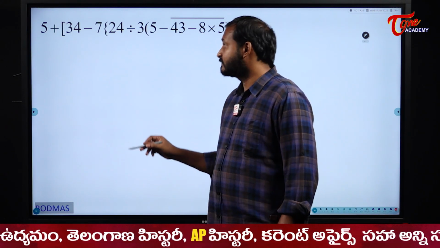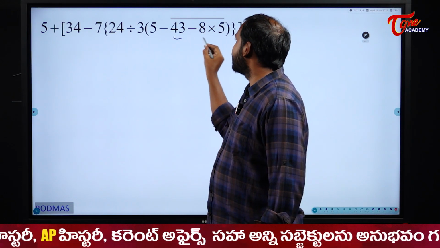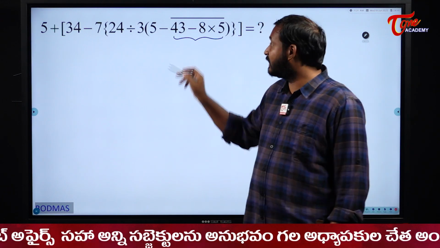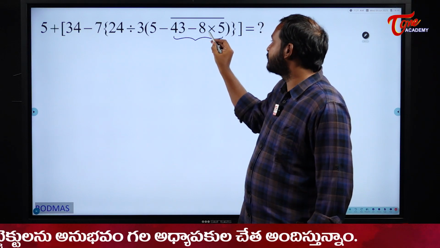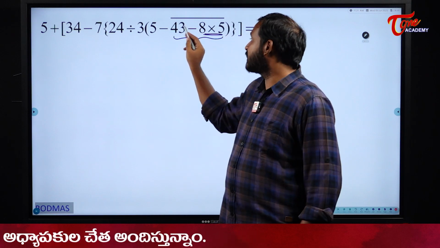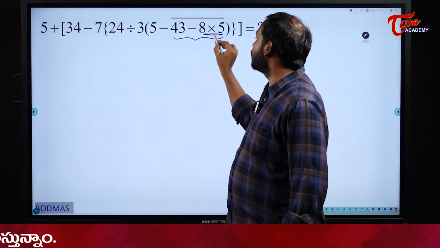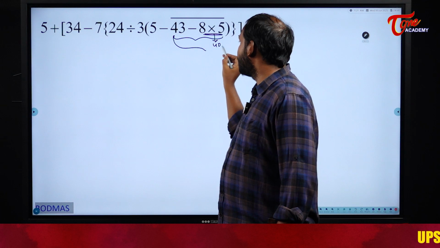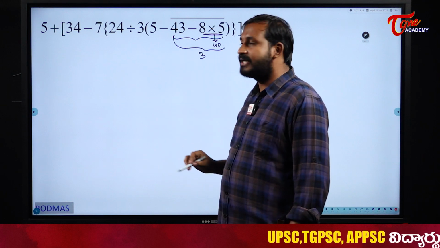Now see here, students. This is the question. Now please observe here. Here the bracket is for 43 to this one. Now in this also, under this bar also, the first priority should be given to what, students? We all know the first priority should be given to 8 into 5. Before subtraction, what should I do? I should do the multiplication. So 8 5s are what, students? 40. So now 43 minus 40, it will become what? 3. That means under this bracket completely it becomes 3.